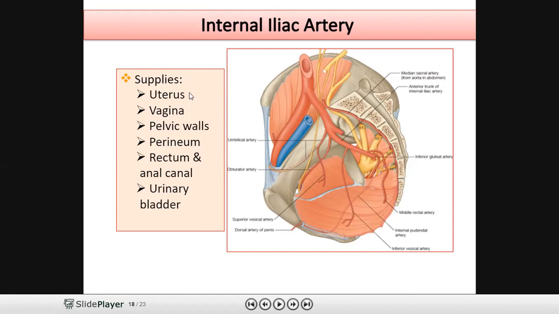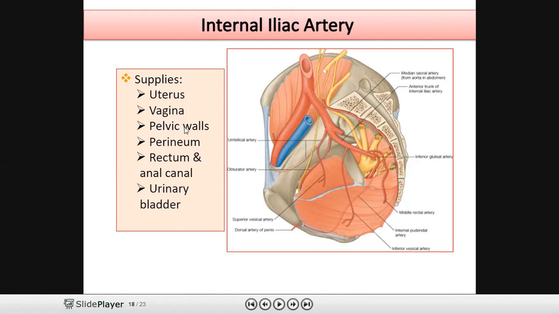So now, the uterus would be supplied by uterine arteries, and those uterine arteries are branches of the internal iliac artery. But in this picture, they are not labeled. But of course, they supply the uterus. And then the vagina and the penis will be supplied by the internal pudendal artery. So you have the dorsal artery of the penis, and you have the testicular arteries that will supply the testes, and the ovarian artery that will supply the ovaries also. So the artery that is coming to the uterus will also supply the ovaries.